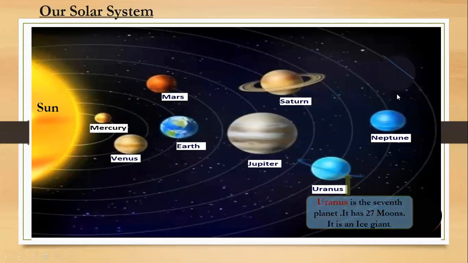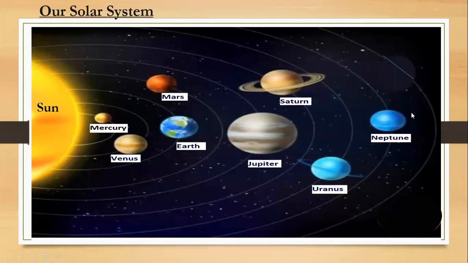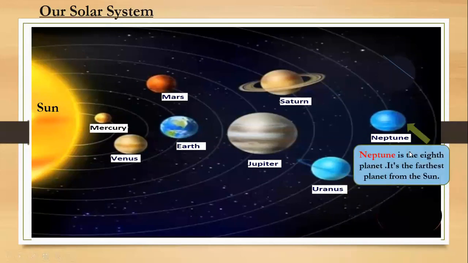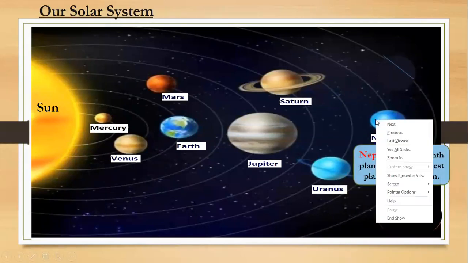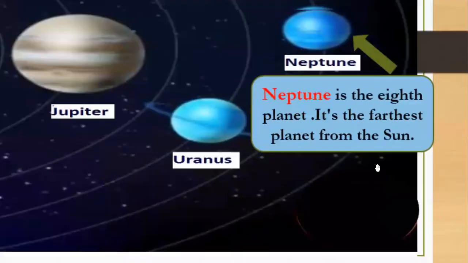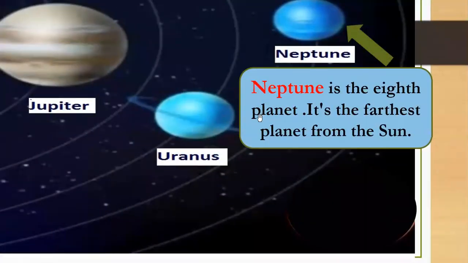Now finally we have Neptune. Neptune is the eighth planet. It is the farthest planet from the sun. Look at the farthest. The farthest is the superlative degree of far.